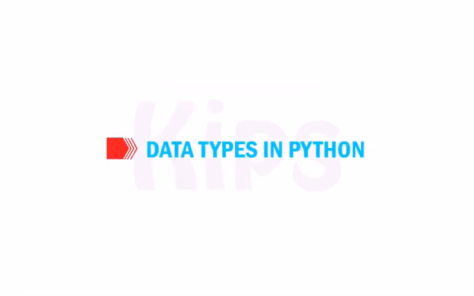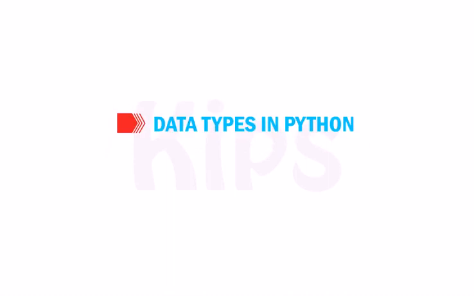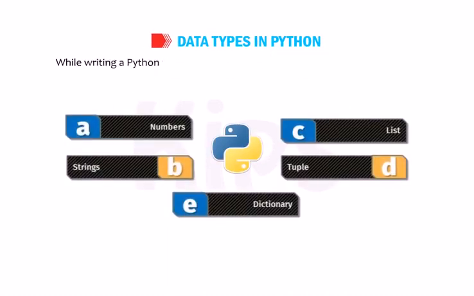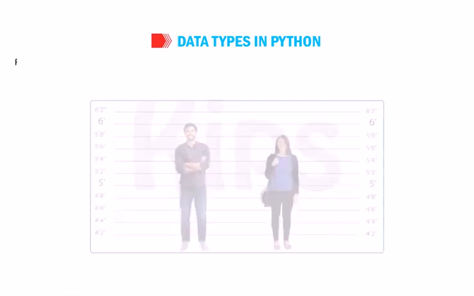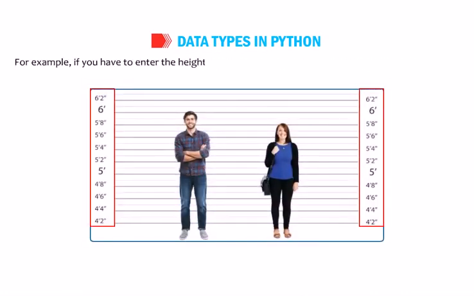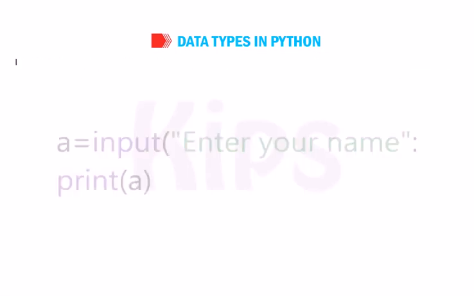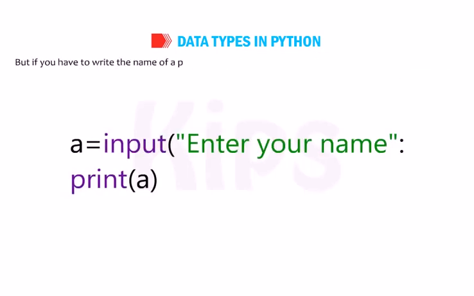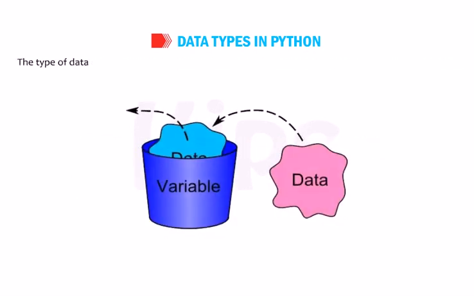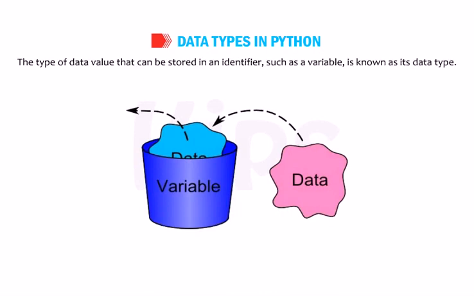Students, let us learn about data types in Python. While writing a Python program, you need to work with different types of data. For example, if you have to enter the height of a person, you will be required to use the decimal value. But if you have to write the name of a person, then you need to use a string or a collection of characters. The type of data value that can be stored in an identifier, such as a variable, is known as its data type.